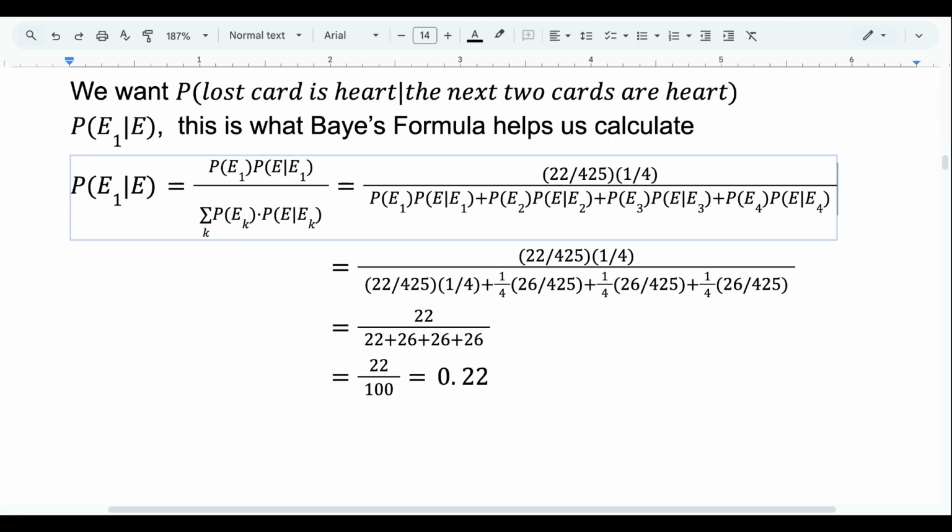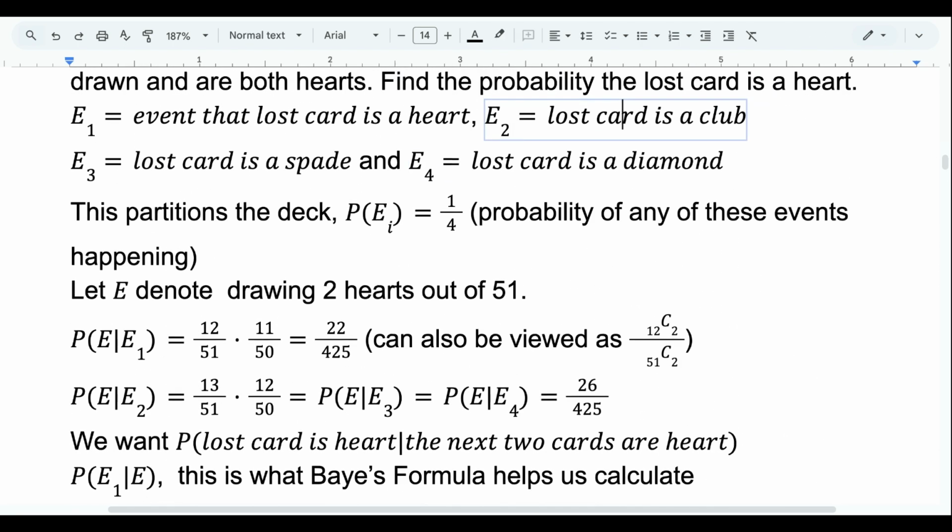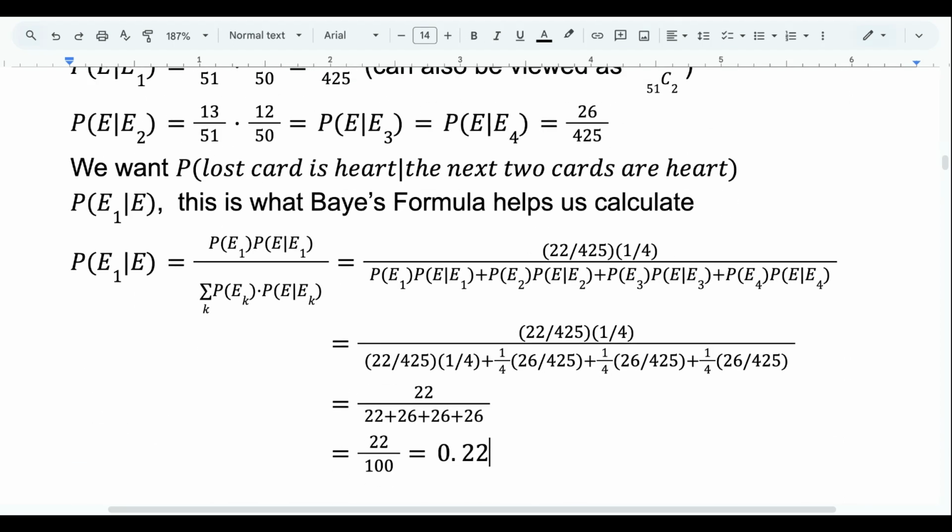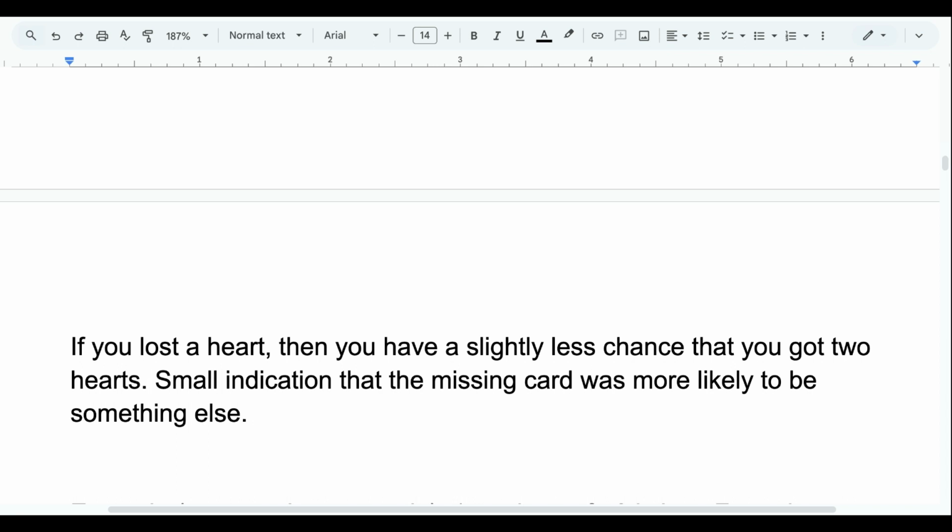And so what this is telling us is that knowing that the next two cards were both hearts, what does that tell us? It tells us that it's slightly less likely that the missing card, the lost card, was a heart. If you lost a heart, you'd have a slightly lower chance of getting two hearts. It's a small indication that the missing card was more likely to be something else.